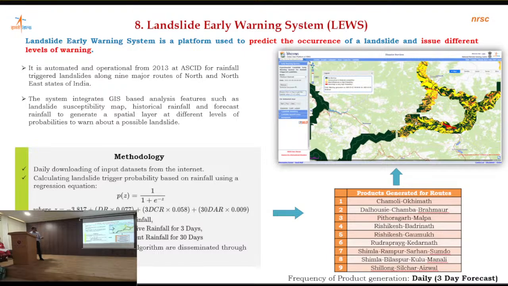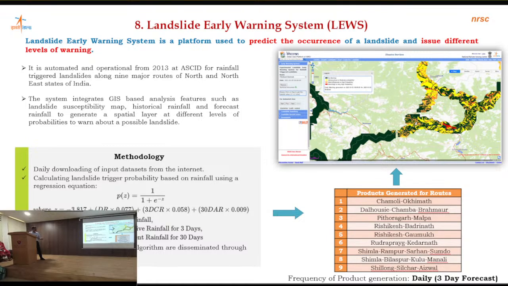So you can see this red, yellow, green. Red means probability of occurrence, yellow means less possibility, green means there is no warning. So in this region there is a possibility of occurrence of landslides. This is basically purely a forecasting mode, which is not the actual scenario. It is a 3 days forecast.